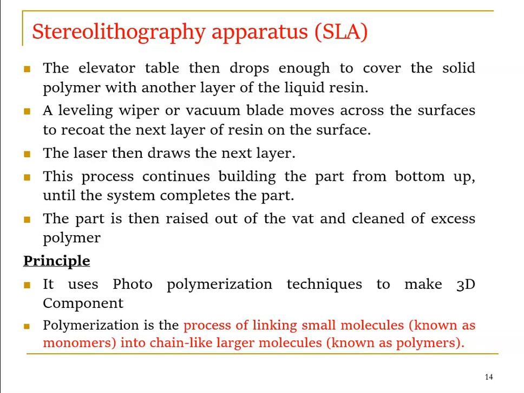A leveling wiper or vacuum blade moves across the surface to recoat the next layer of resin on the surface. The laser then draws the next layer. This process continues, building the part from the bottom up until the system completes the part. Right, only when the final product is fabricated will the system stop. The part is then raised out of the vat and cleaned of excess polymer.